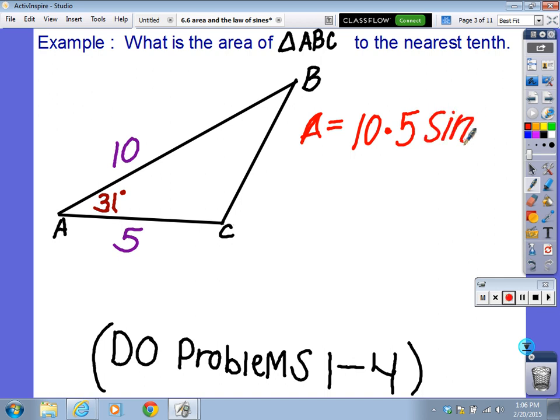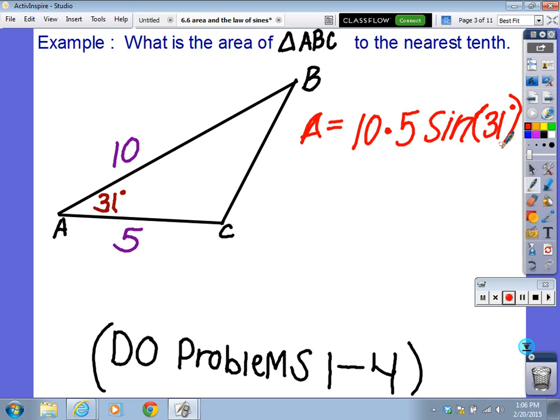Sine of what? The angle between the two sides. Okay, so that's 31 degrees at B. So this side's 10, this side's 5, what's the angle between? 31. Sine of 31 degrees. We wouldn't be able to find out any other angles. Okay, does everybody see what I just did there? So let's calculate that.